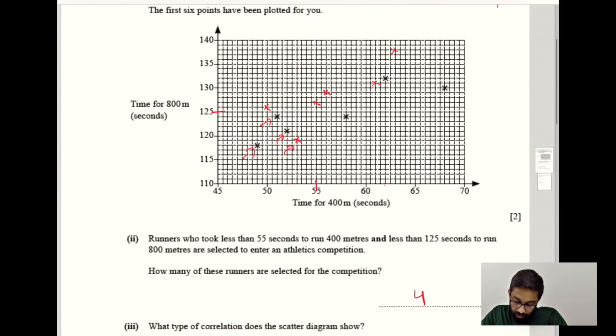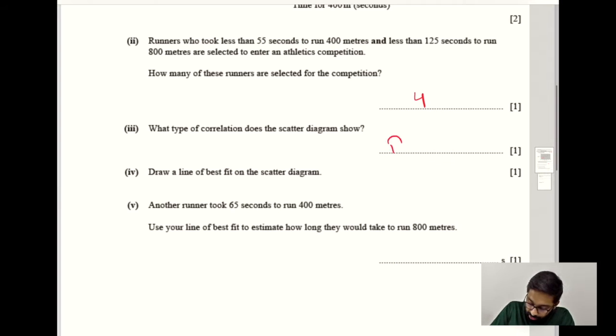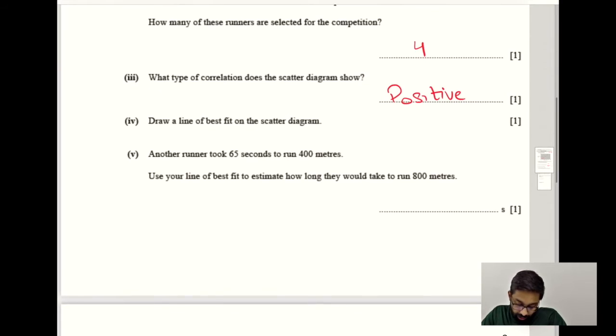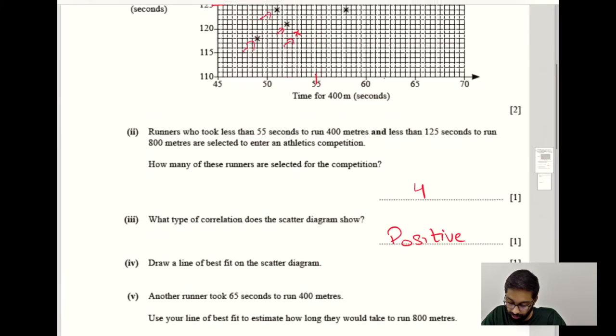What type of correlation does the scatter diagram show? Since it is going towards the right, it is going upwards. So this is a positive correlation. I would say it's a weak positive correlation, but we can still write positive. Okay. Another runner took 65 seconds to run 400 meters. Use your line of best fit to estimate how long they would take to run 800 meters.